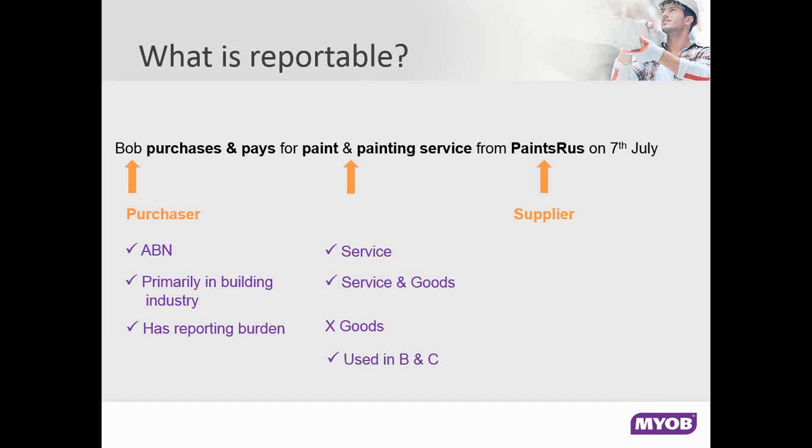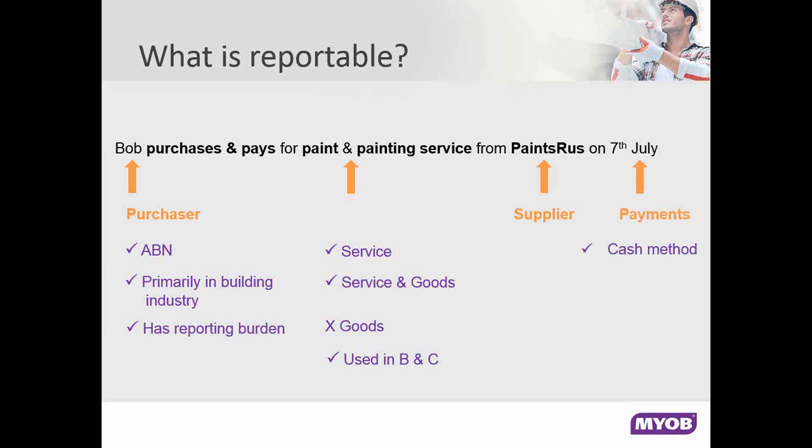If the transaction said Bob purchases and pays for paint, 200 litres, from Paints R Us, it's only the purchase of goods. And if that's the case, then the transaction is not reportable. So if there is a service component in the transaction, it might be on its own, or it might actually have goods associated with it. If that occurs, then the transaction is reportable, so long as it's obviously used within the building and construction industry.